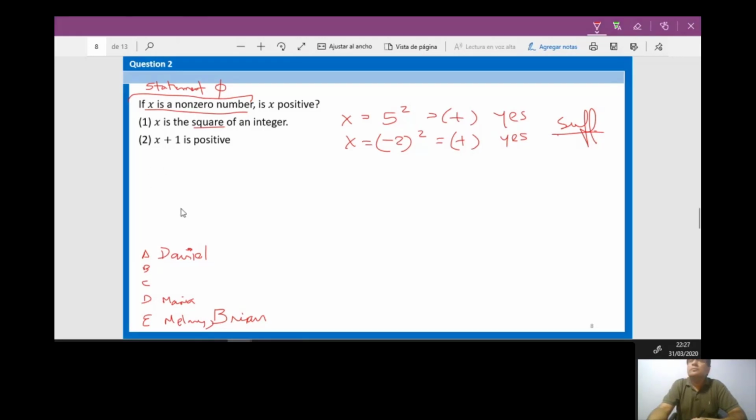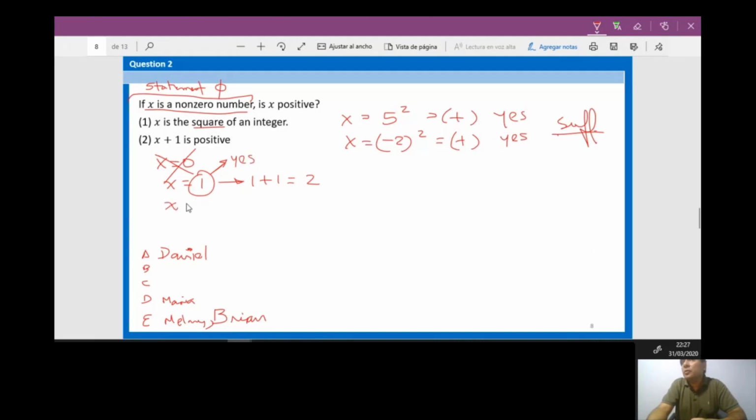Now, statement 2. It says that x plus 1 is positive. Does it mean we can try 0 as a possible value? No, 0 we cannot try anymore because x cannot be 0. Statement 0 says that clearly. So what other values can we try? x could be 1, and then 1 plus 1, you know, it's 2. So here the answer to the question with this value is yes, 1 is positive.